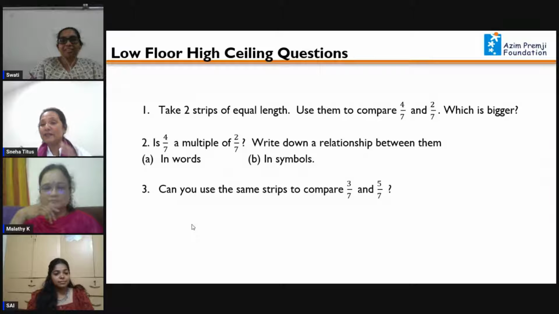You see, by doing this, Malathy has seen that adding the same thing to both sides of the inequality has not changed the inequality. So this is a lot of bonus learning coming from the simple thing of just adding one more. Anyone else?